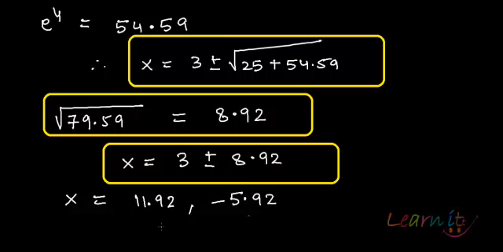If you substitute back, you will see that LHS will equal RHS because both these values are satisfying the domain conditions also. This is greater than 8 and this is less than −2.